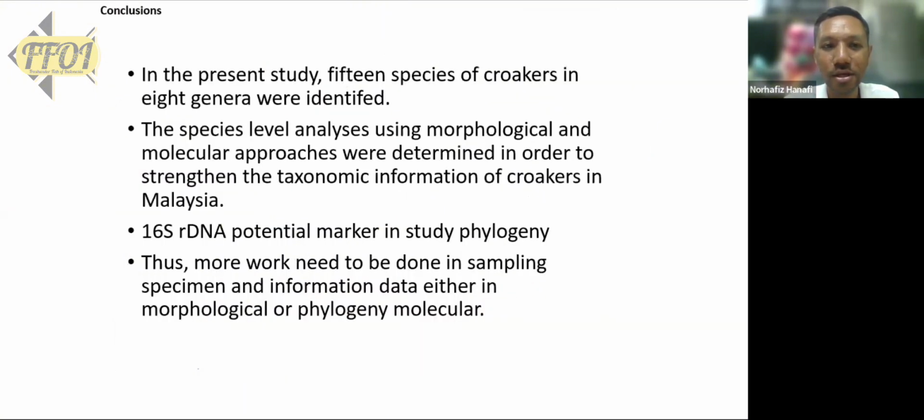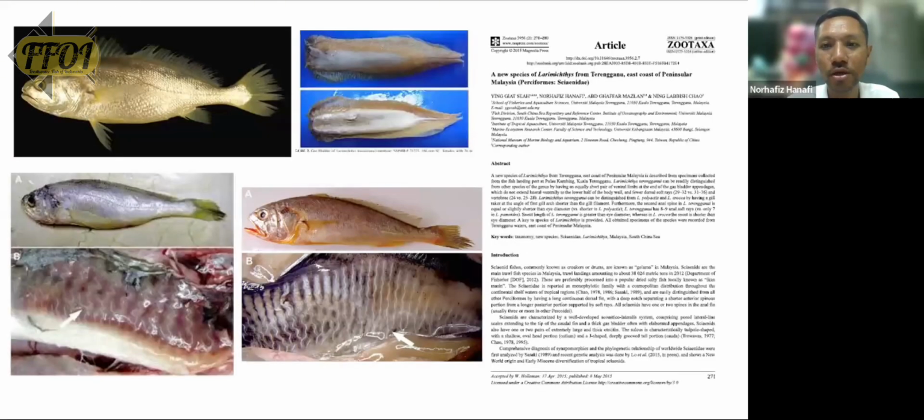So the conclusion in this study: I found 15 species at the species level using morphology and molecular. It is a good approach, and 16S is a good potential marker. This sampling helps provide baseline information. This is the paper for the new species in 2015, when I was doing my master's, where we described Larchimitis terengganui from Terengganu waters.